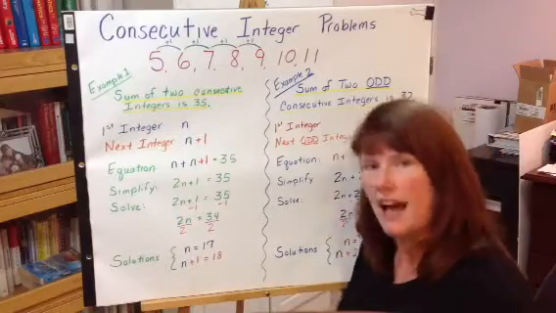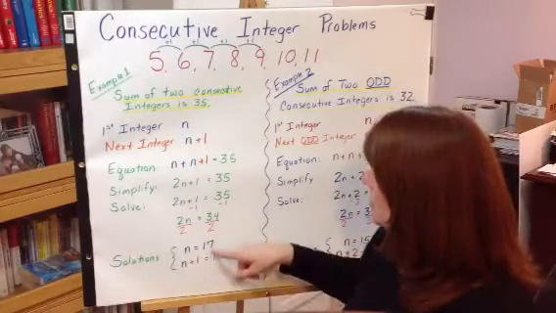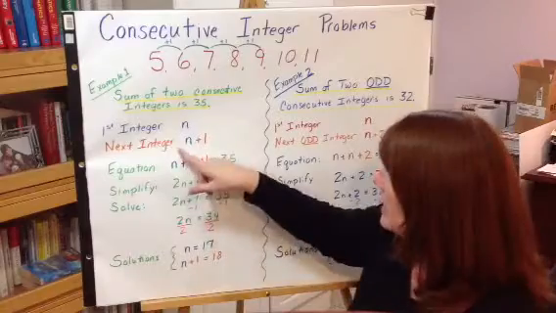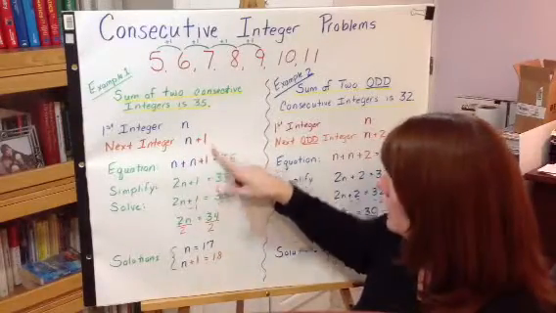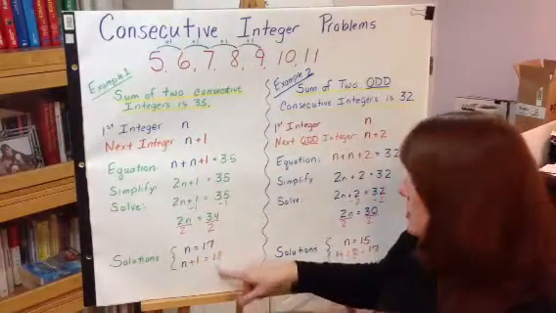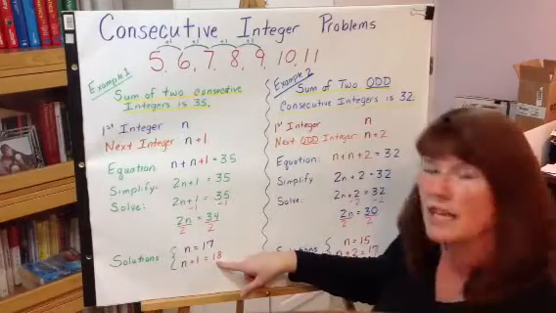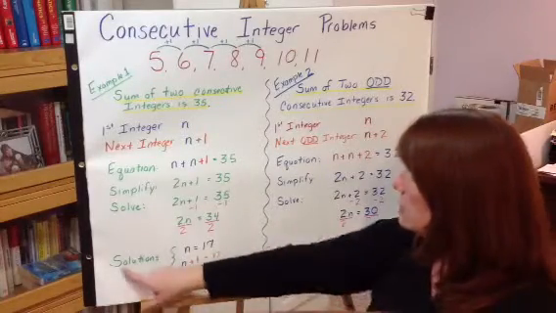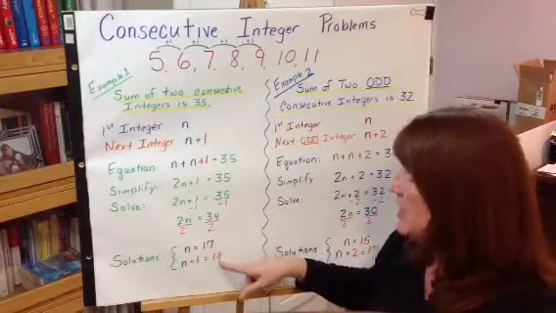That only answers half my question. The first integer is 17. To find the second integer, it is n plus 1. Therefore, the second integer is n plus 1 equals 18. So my solutions to this problem are 17 and 18.